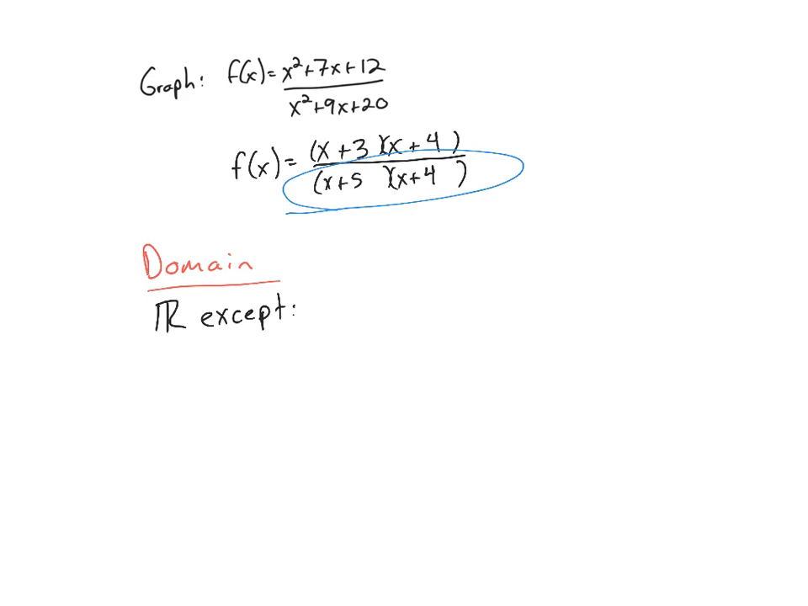So I'm going to set both factors equal to 0. So x plus 5 equals 0. x plus 4 is equal to 0. Because if x plus 5 is equal to 0, then it would zero out the entire denominator, because 0 times x plus 4 would just be 0. If x plus 4 is equal to 0, it would zero out the entire denominator too.